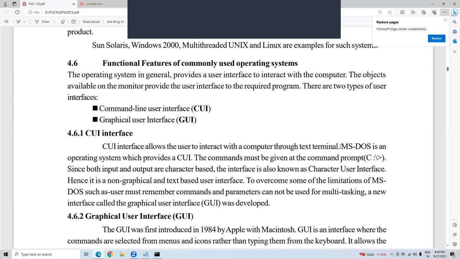When we were operating MS-DOS, when we were in college in 1992, we had this DOS only as an operating system. That time even the mouse was not there, and we used to do all the operations just by typing the commands in the DOS.